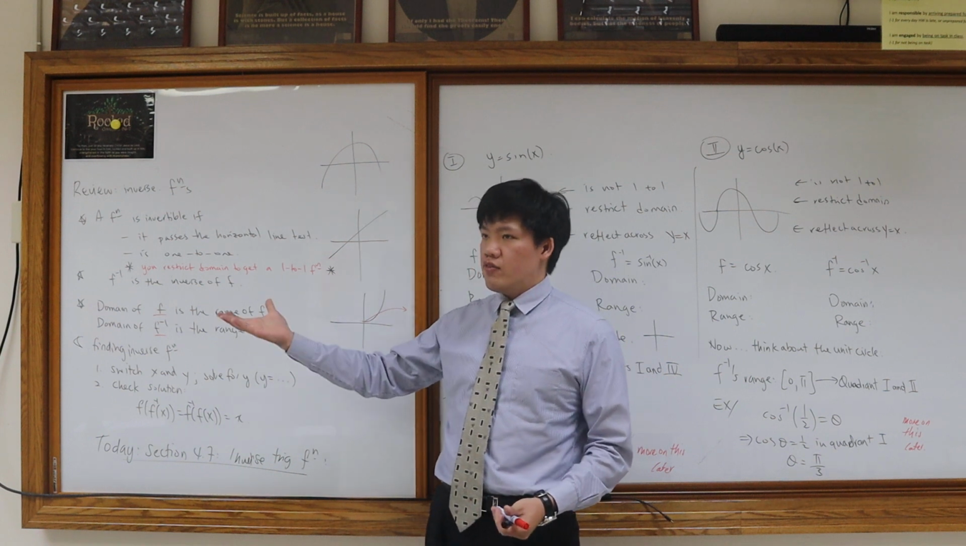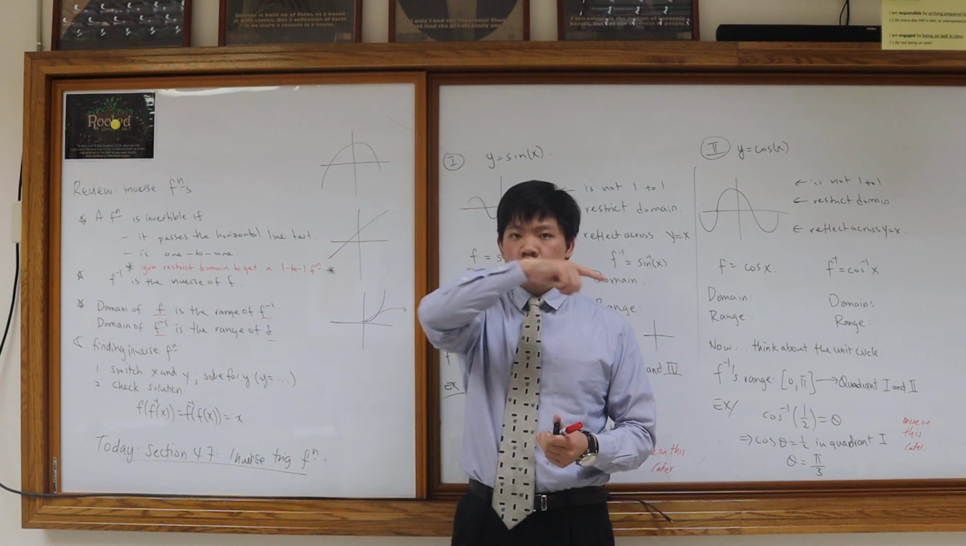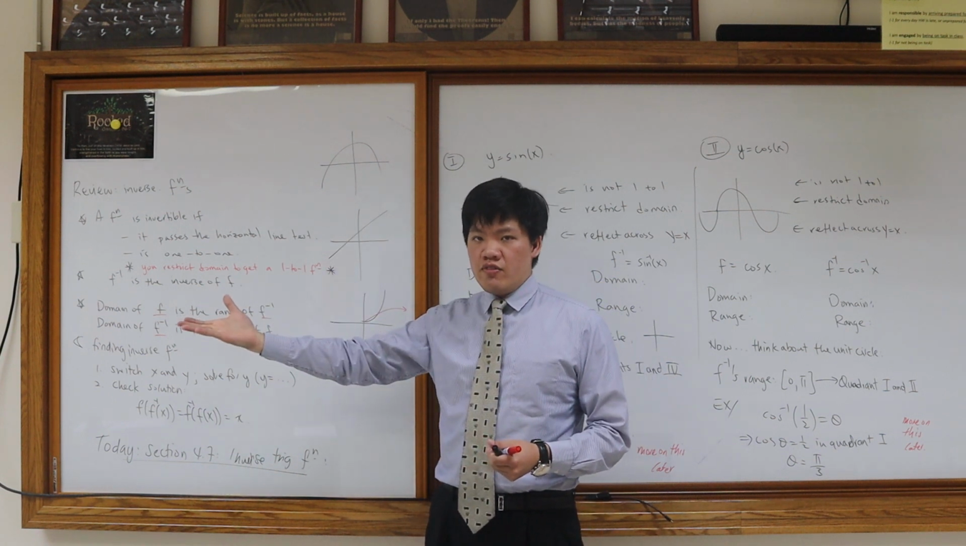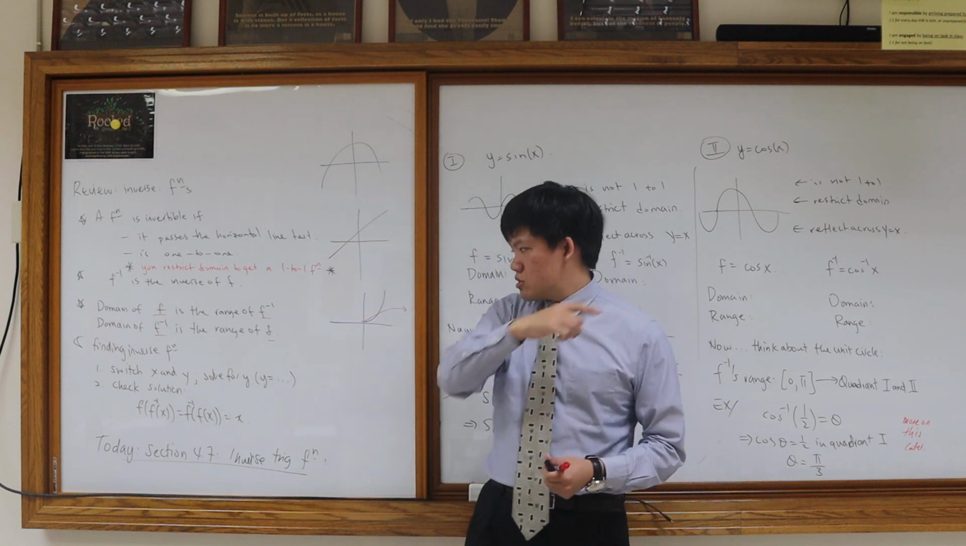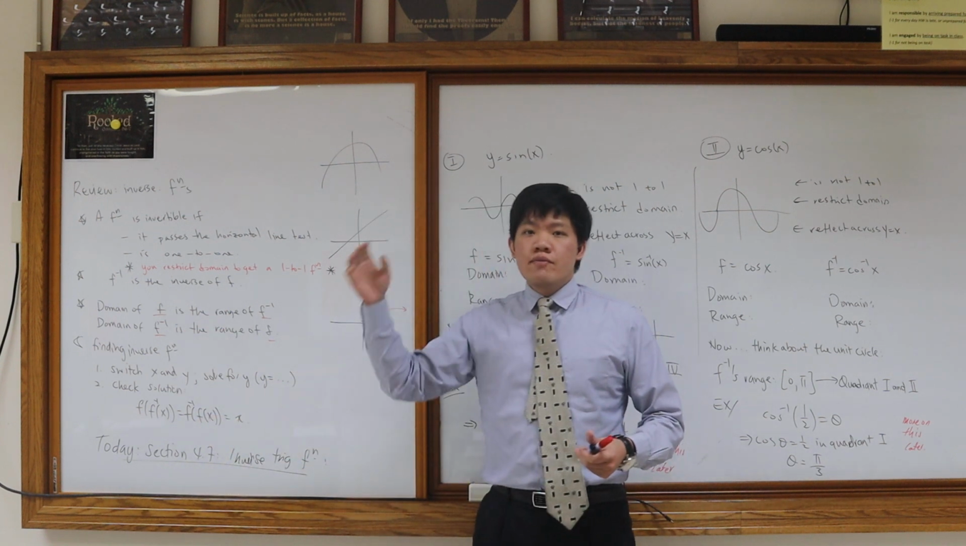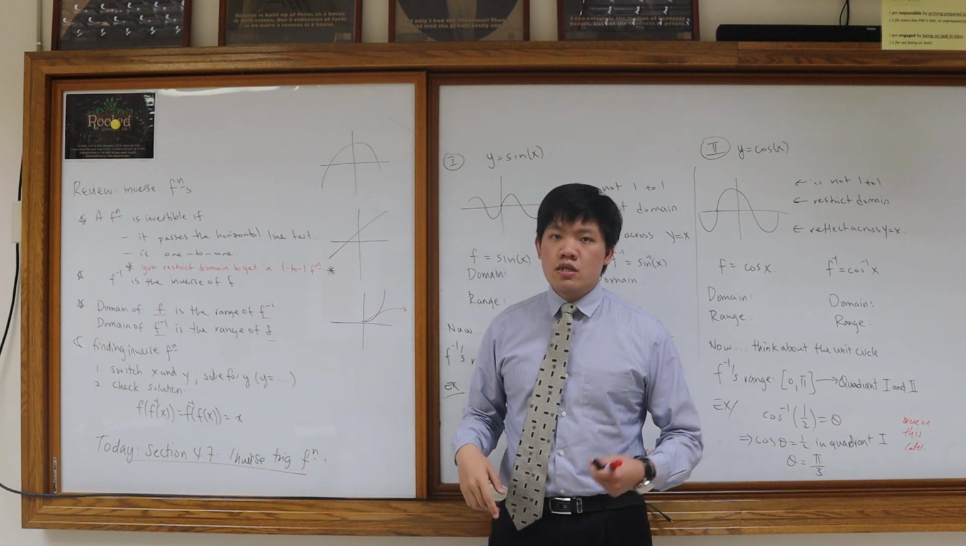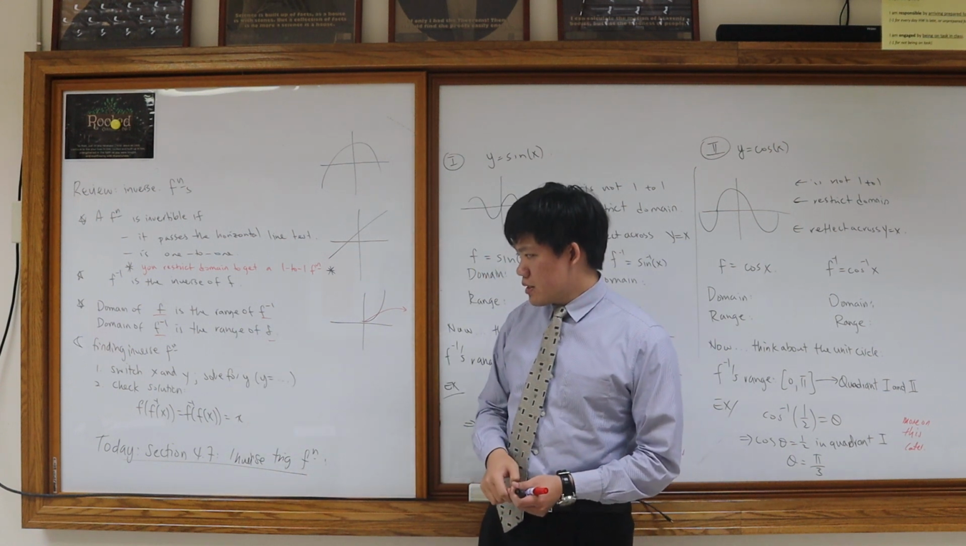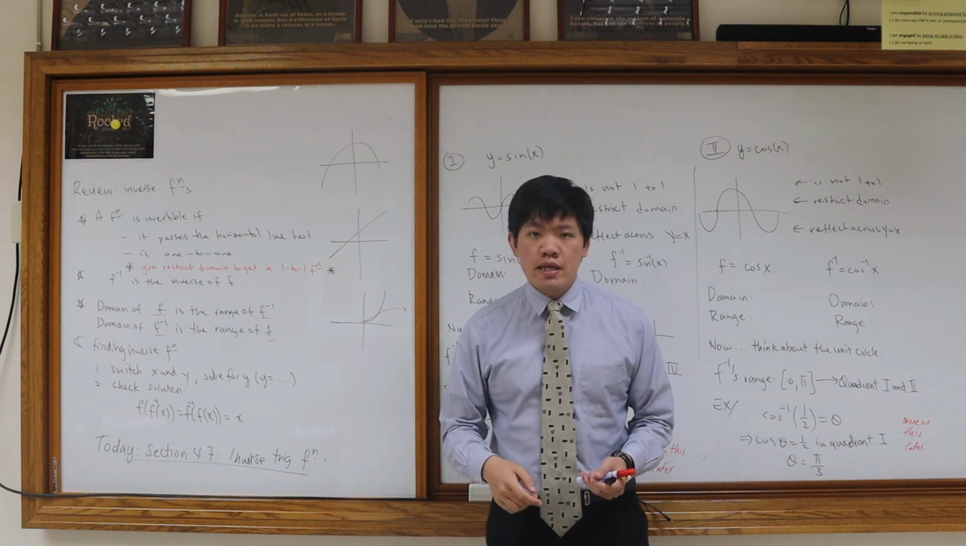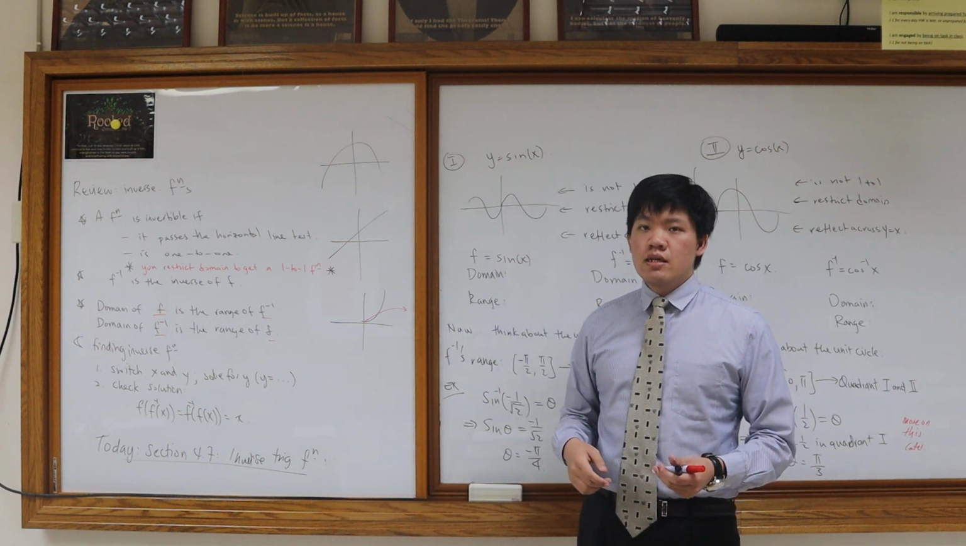If both of these situations hold, that means this function here is exactly the inverse of f. Again, this is all algebra. If it actually comes out as x, you have found the inverse and you're done with this question. Okay, so for today's lesson, we're going to talk about the next section, which is 4.7, the inverse trig functions.